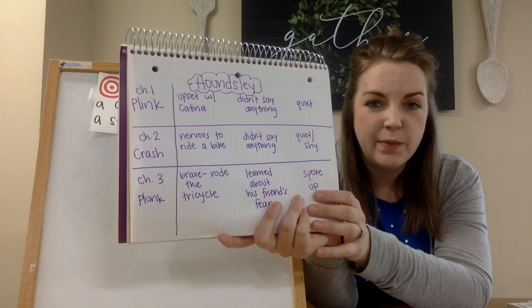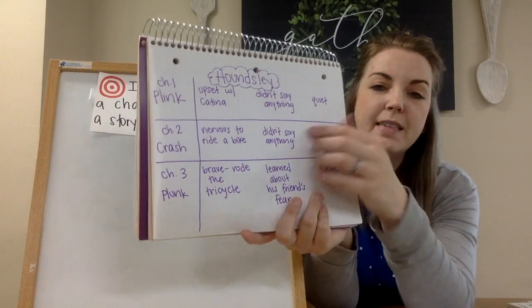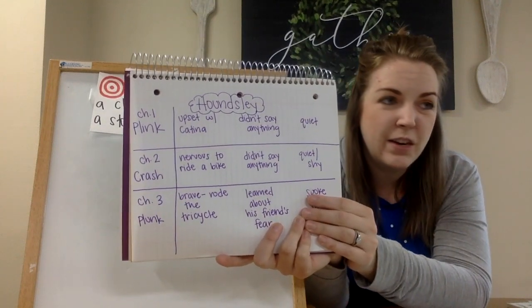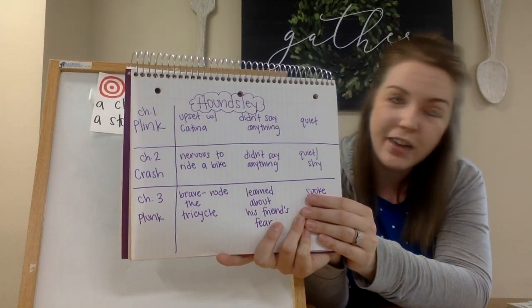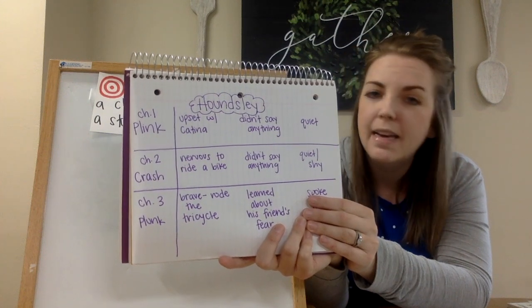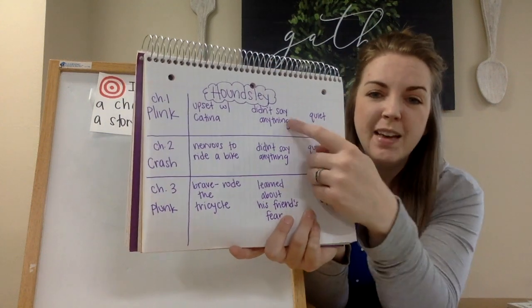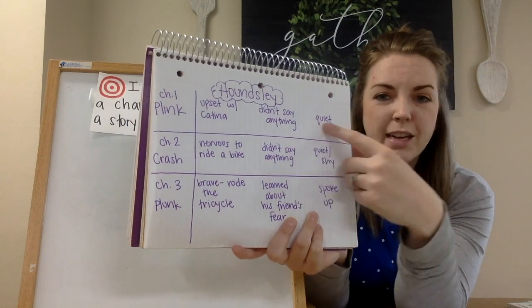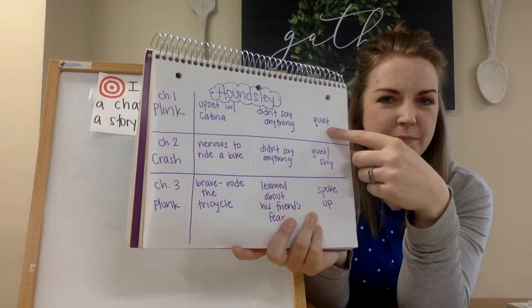In chapter 1 with Houndsley, he was upset with Katina. He didn't really want to go on that boat ride with her because she talked and talked and talked, and he just wanted some peace and quiet. But he didn't say anything. He didn't tell her how he was feeling. So that makes me think that he's kind of quiet.